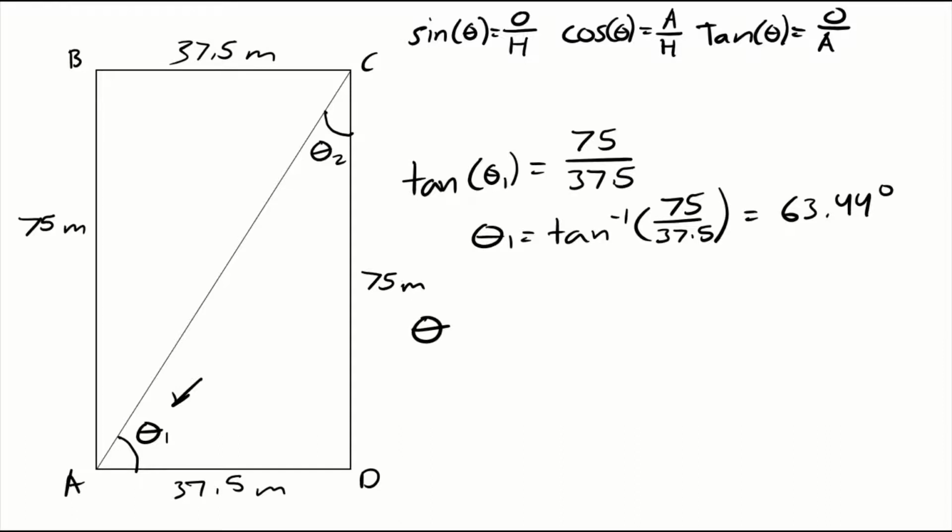To get angle 2, we can just subtract angle 1 from 90, since we know this angle is 90 degrees and we know a triangle has to add up to 180, so that means that these two angles have to add up to 90, so that this whole triangle adds up to 180. So we can subtract angle 1 from 90, which gives us 26.56 degrees for angle 2. And we'll be using angle 2 and angle 1 for calculations at joint C and joint A later on.